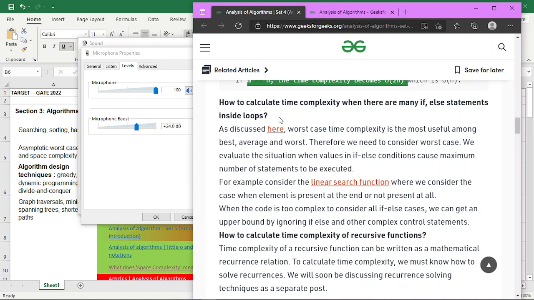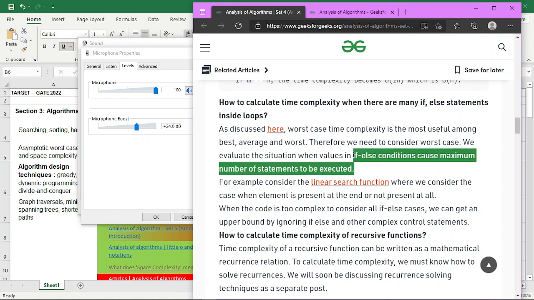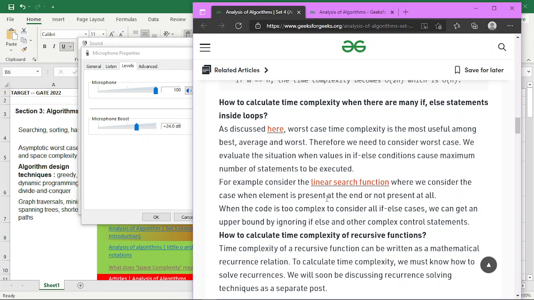These were just the cases, and if there are many if else statements, then in that case we need to evaluate such that the maximum number of statements are executed in the if else conditions. In the linear search, as I mentioned in the first video, we only have to check one if statement in that loop. So we have to consider only one order of one. Hence it depends and we have to actually check.